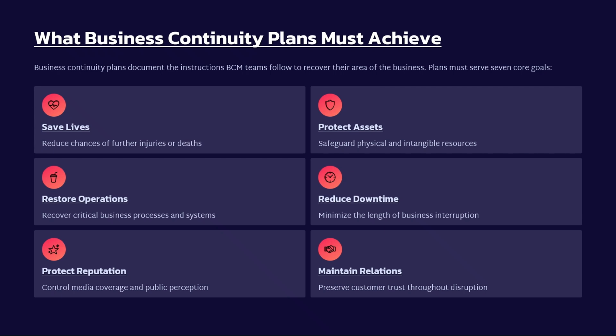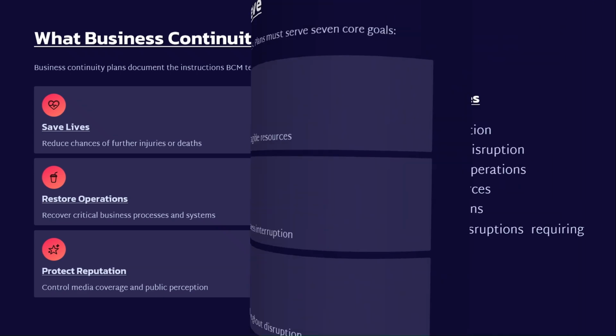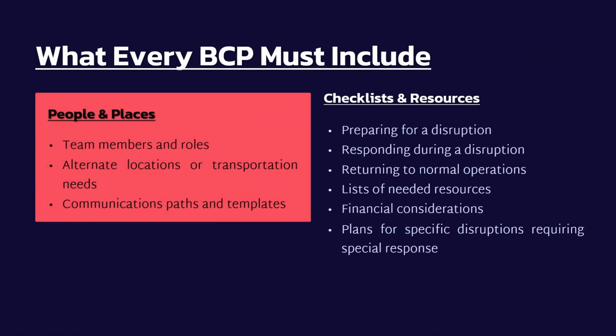Third, business continuity plans aim to restore operations by enabling critical processes and systems to recover quickly after an incident. They also help reduce downtime, minimizing the duration of business interruption and limiting financial losses. Finally, effective continuity planning helps protect the organization's reputation and relationships, ensuring customer confidence and maintaining trust even during challenging situations. Every business continuity plan must clearly define the people, places, and resources required to manage disruptions effectively.